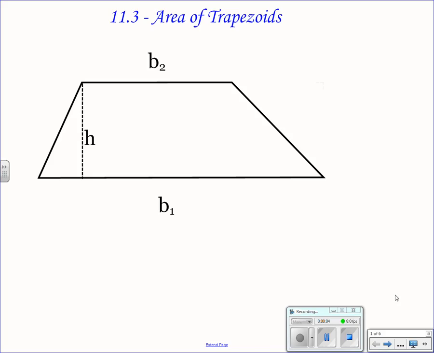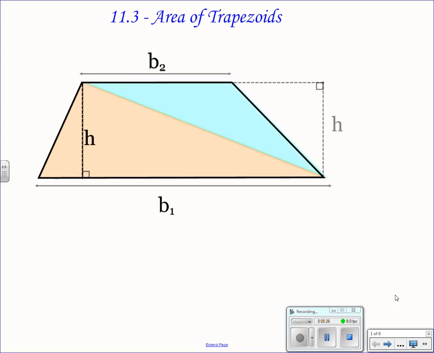Today we're going to talk about the area of trapezoids. And I like to derive the area formula for a trapezoid. So it's going to involve each one of the bases. Remember, the bases are the two parallel sides of a trapezoid, and the height is a perpendicular segment from one base to the other. So we can actually break this up into two different triangles.